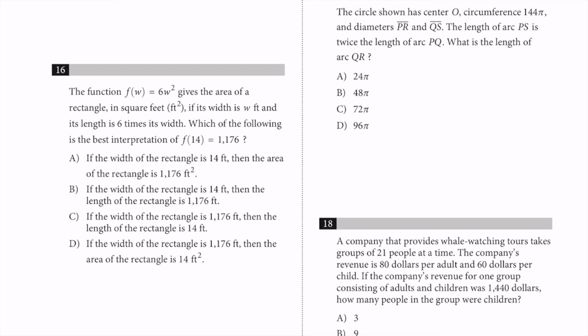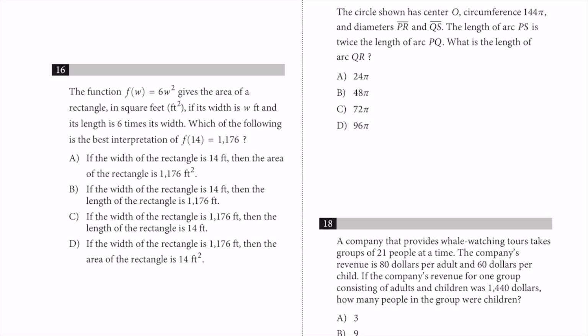All right, so for question 16, the function f of w equals 6w squared gives the area of a rectangle in square feet. If its width is w feet and its length is 6 times its width, which of the following is the best interpretation of f of 14 equals 1,176? So the function is going to give us the area. So if we have f of 14 and it takes in w, the width, we know that the width is 14 and the area is 1,176.